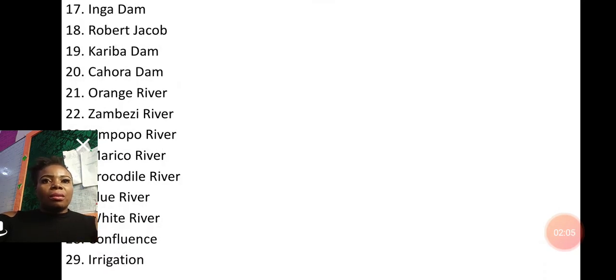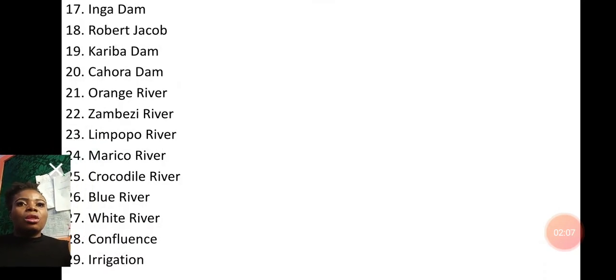Number 17, Inga Dam. Number 18, Roberts Dam. Number 19, Kariba Dam. Number 20, Cahora Bassa Dam. Number 21, Orange River. Number 22, Zambezi River. Number 23, Limpopo River. Number 24, Mariko River. Number 25, Crocodile River. Number 26, Blue River.